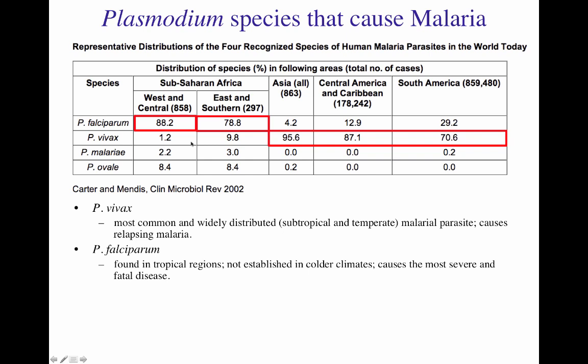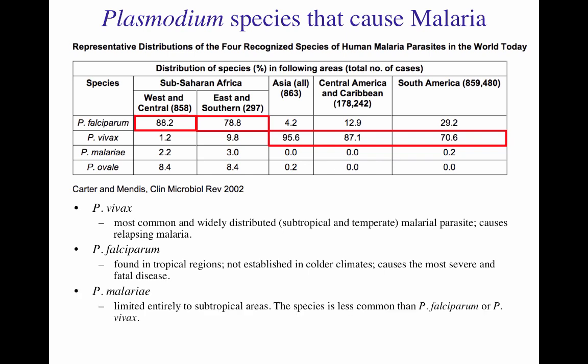That is actually Plasmodium falciparum. And Plasmodium falciparum causes between 88% to 78% of the cases in Sub-Saharan Africa, with about 30% of the cases in South America. Very little of them in Asia, and about 12% of them in Central America and the Caribbean. Now, Plasmodium vivax is the most widely distributed of those parasites, and it causes the relapsing malaria. Plasmodium falciparum, which is found in tropical regions, causes the most severe and fatal kind of disease, which is the one found in Sub-Saharan Africa.